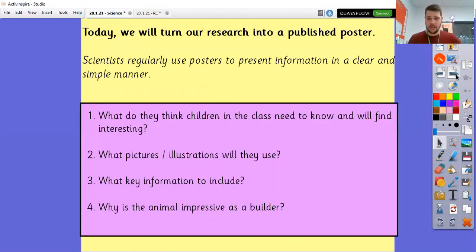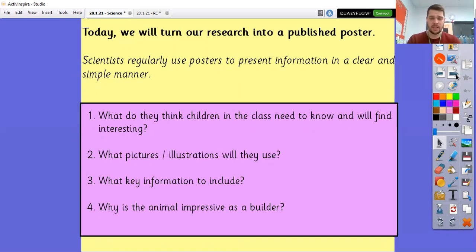So we're going to be turning that research into a published poster, and this is actually a really important skill. When you look at magazines regarding science or web pages, anything from the Nat Geo website, the zoo one that you would have looked at in computing yesterday, you'll see a lot of posters or things that look like posters to present information.